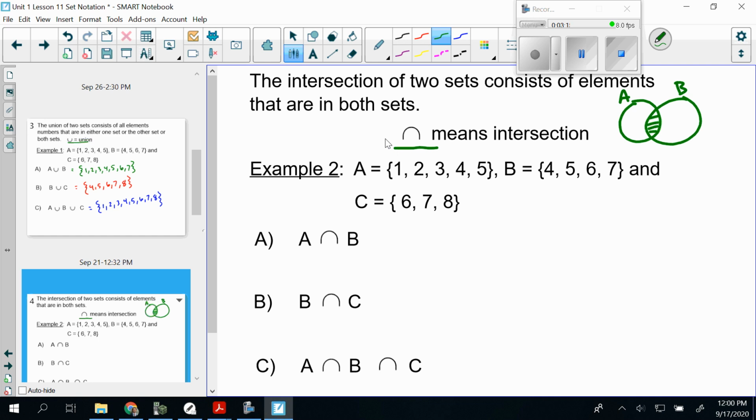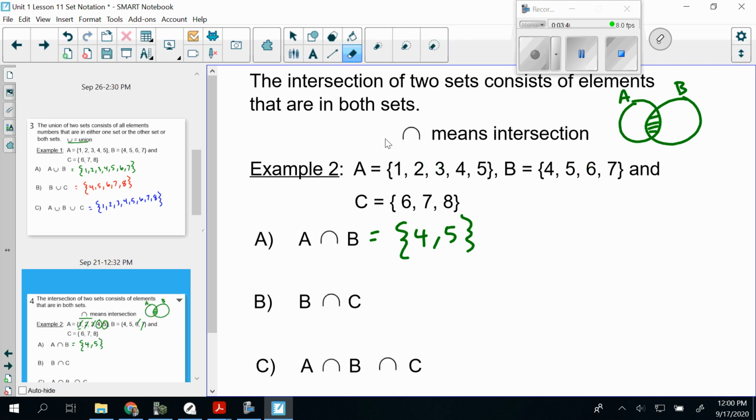So we got to look, what do A and B have the same? 1 is in A, but not in B, so it doesn't include 1. 2 is not in B. 3 is not in B. 4 is, so we want to include that. 5 is, so we want to include that. And then I know the 6 and 7 can't be included because they weren't in A, so it looks like just 4 and 5. So the intersection of A and B would be the elements, or numbers, 4 and 5.